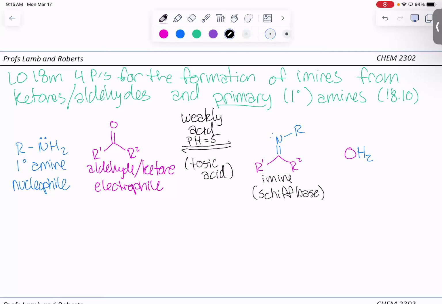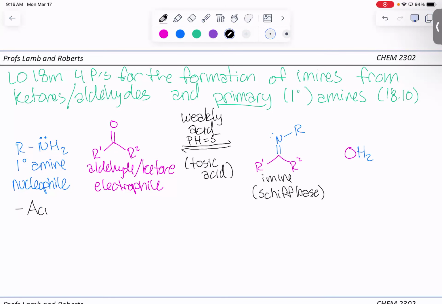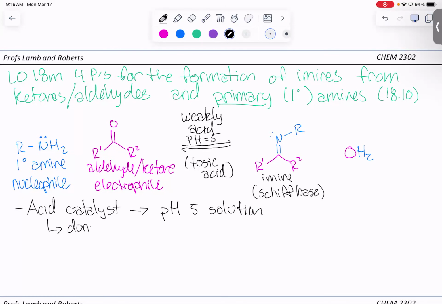All right, so as I said before, we need to think about the fact that this has an acid catalyst that keeps the solution at pH 5. And this is because amines are very basic. So if we have a very strong acid, we don't want to protonate that nucleophile because then it won't be a nucleophile anymore. All right. So we don't want too strong of an acid to protonate the amine.